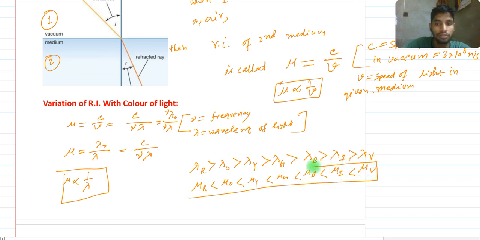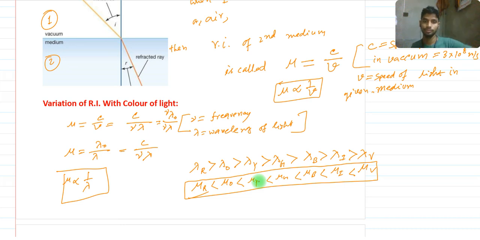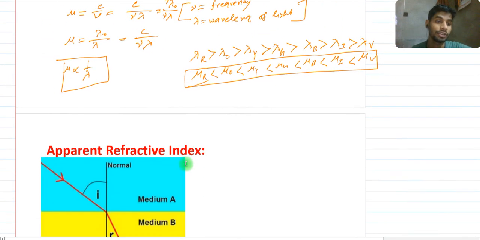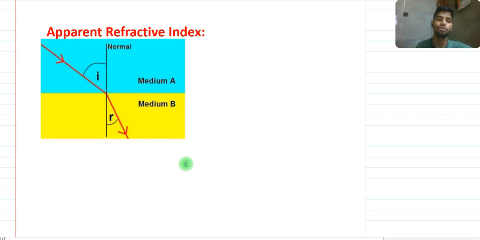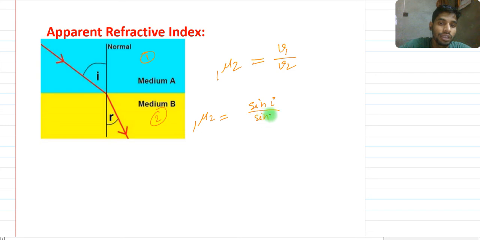So for a particular medium, suppose air or glass, the refractive index mu changes with changing wavelength, meaning changing color of light. So for different colors of light, the refractive index will be different, and for different media also the refractive index will change. And relative refractive index means when light moves from one medium to another medium. This one is medium 1 or medium A, and this one is medium 2. Then we can write 1 mu 2 as V1 by V2, or 1 mu 2 means sine I by sine R.